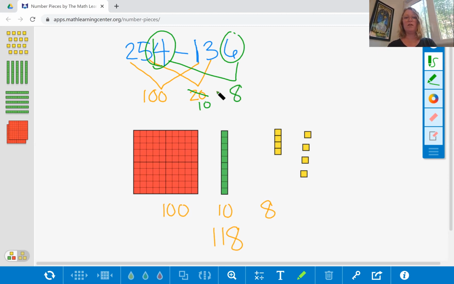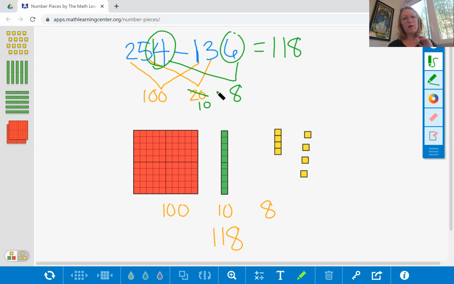Did I just solve it? 118. I got the same answer. 118. Subtraction's a little bit tricky like that. You have to be careful because sometimes you have to break apart some tens or break apart some hundreds to help you be able to subtract.